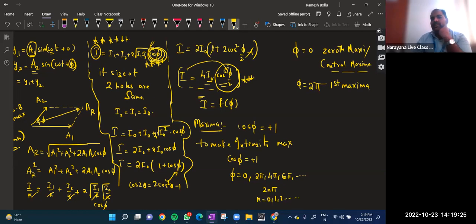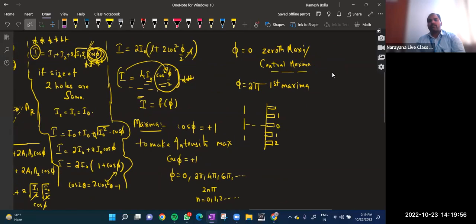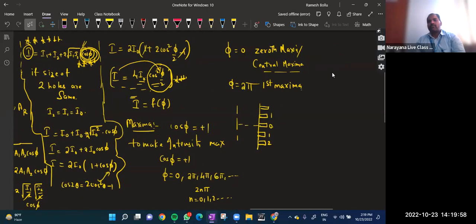If you see the scenario, two sources of light are there. This is the 0th maxima. Here is the first maxima, and here also one more first maxima. This is a second maxima, and this is one more second maxima. The middle one is called the 0th maxima or central maxima. If phi equals 4 pi, what type of maxima is that? Second maxima.